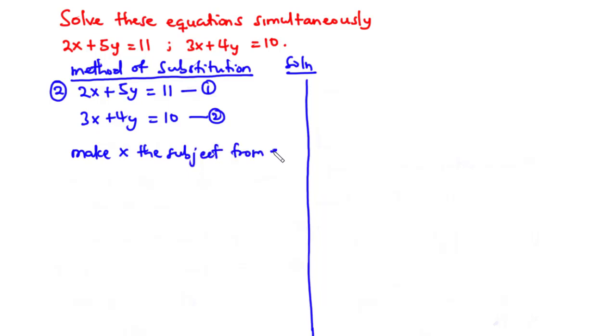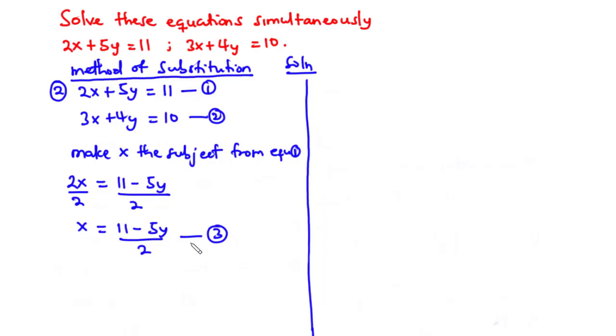from equation 1. We are going to transpose 5y to the right hand side. So 2x equals 11 minus 5y. And then we divide through by 2 so that x is equal to (11 minus 5y) divided by 2. Now let's call this equation 3.